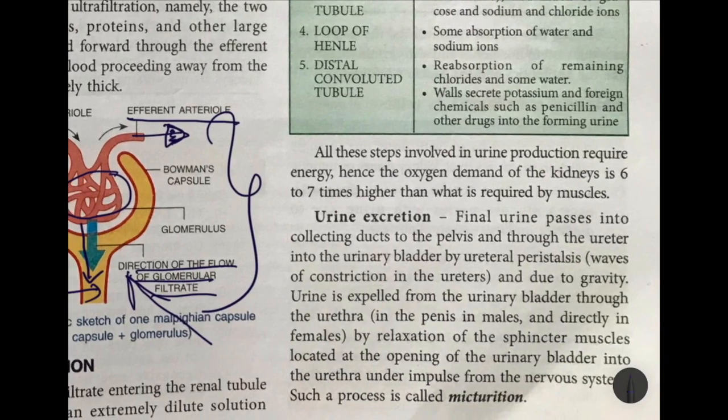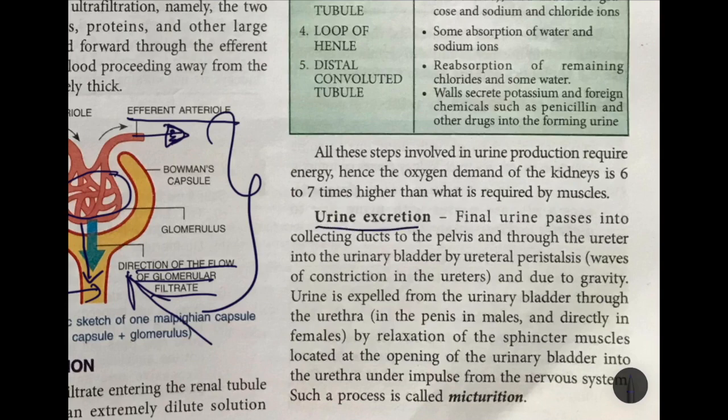Now all these steps which are involved in urine production require energy, so the oxygen demand of the kidneys is 6 to 7 times higher than what is required by the muscles. Lots of oxygen is required because oxygen releases the energy from glucose in the cells. So more oxygen is required in the kidney, even more than required by the muscles.